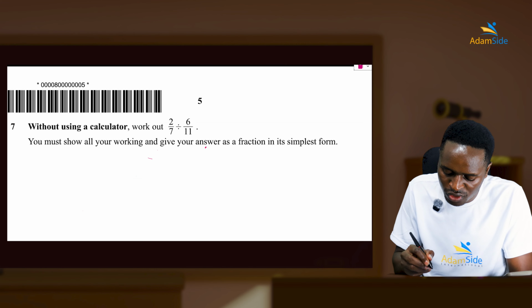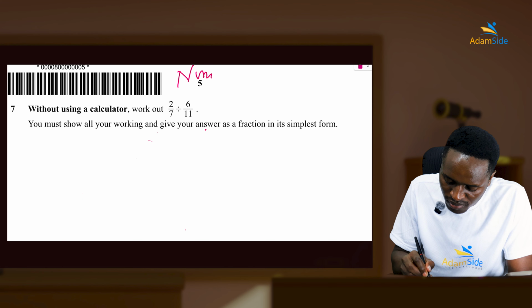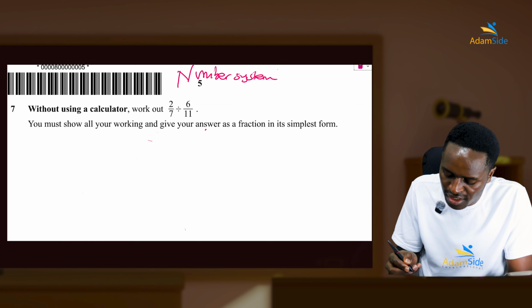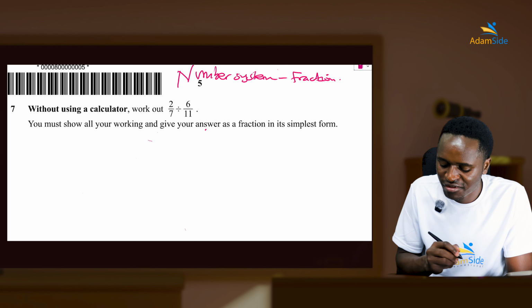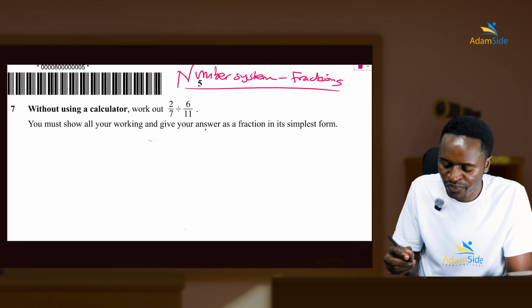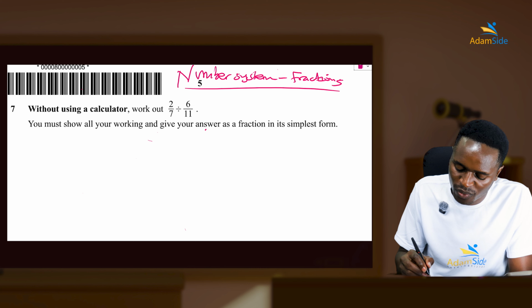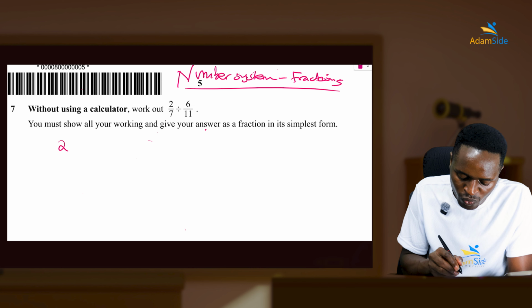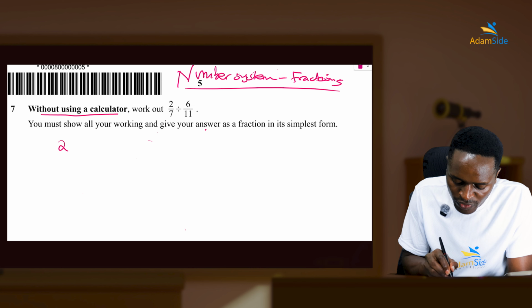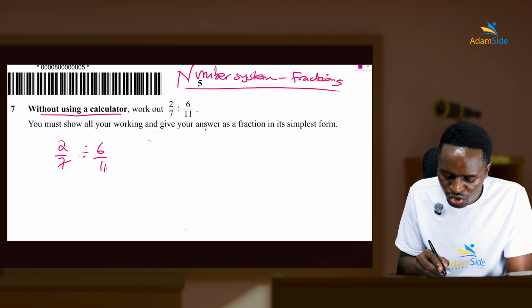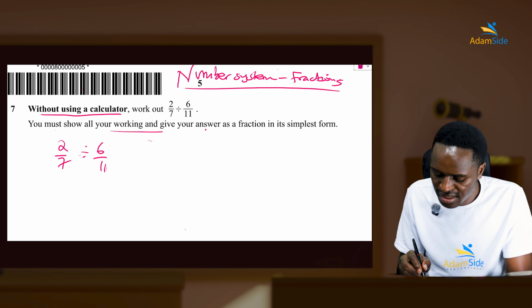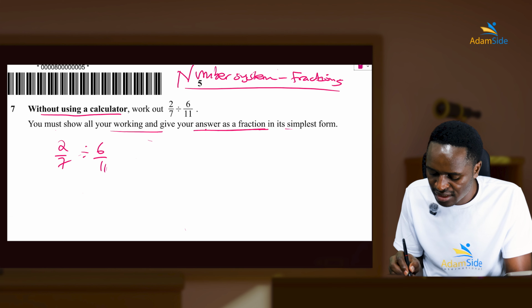Without using a calculator, work out. This is in the topic of number system, the unit of fractions. In fractions, we have addition, division, so here we are in division. Work out 2 over 7 divided by 6 over 11. You must show all your working and give your answer as a fraction in its simplest form.